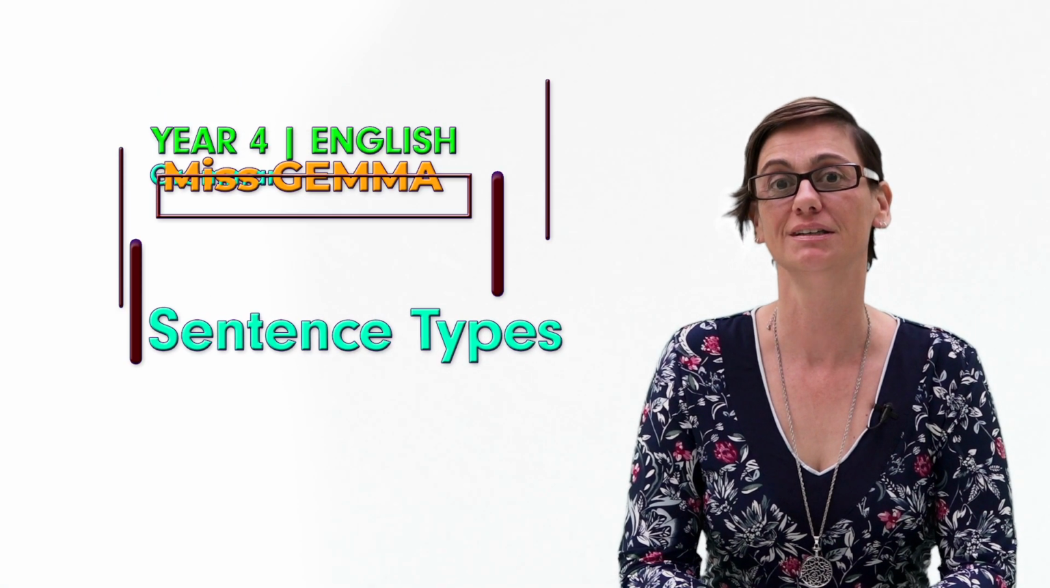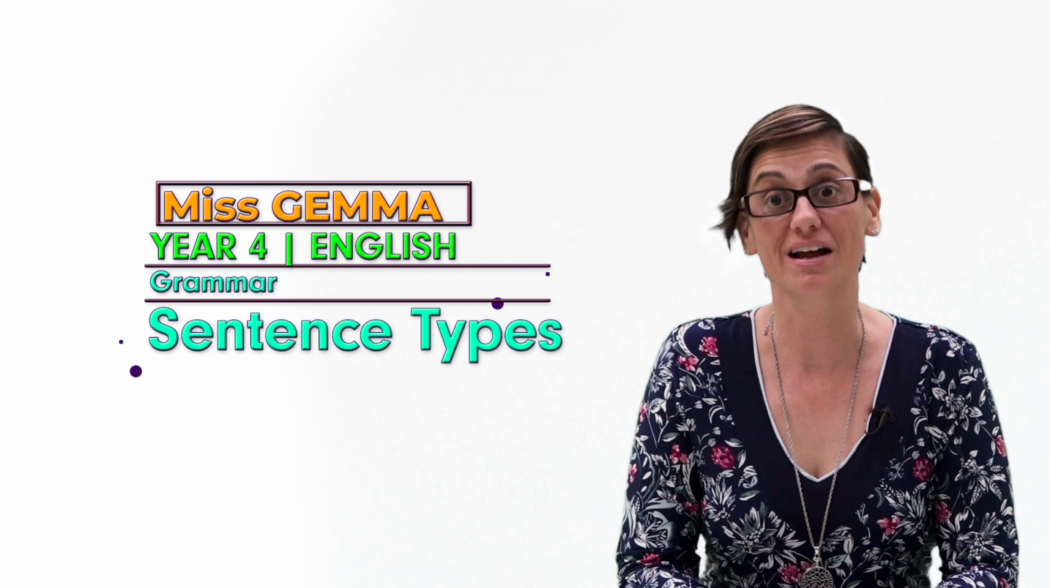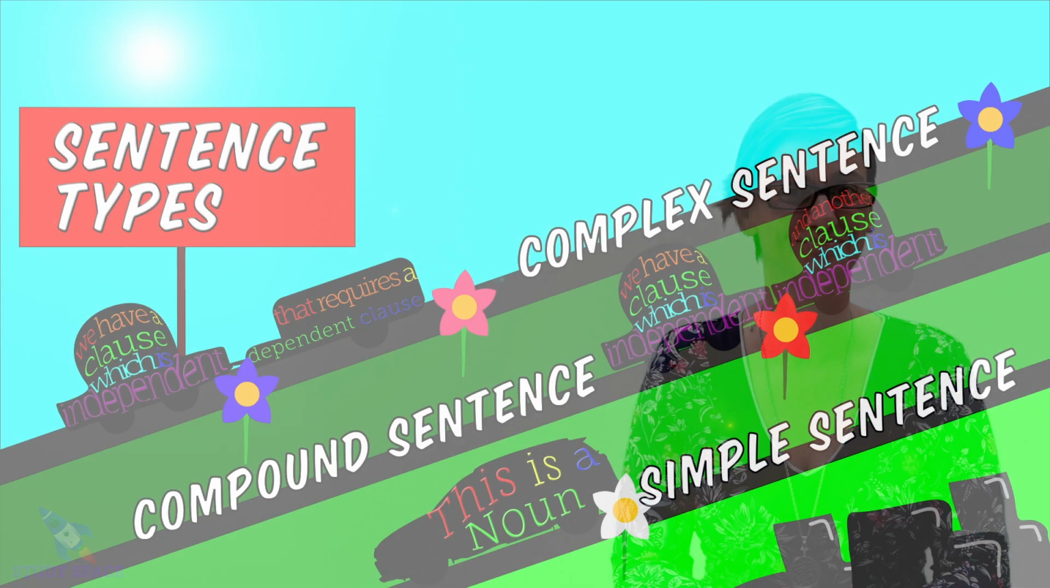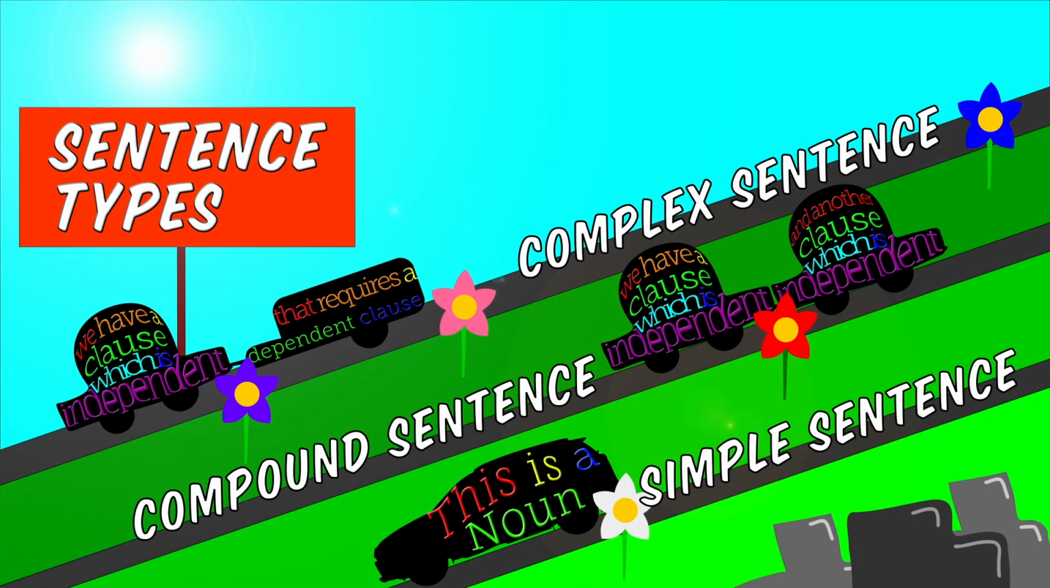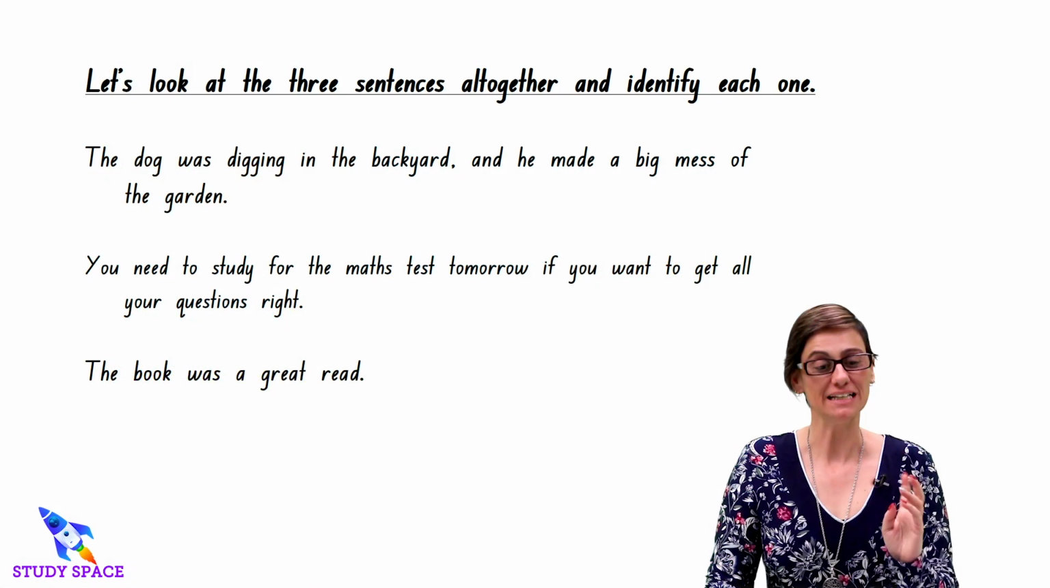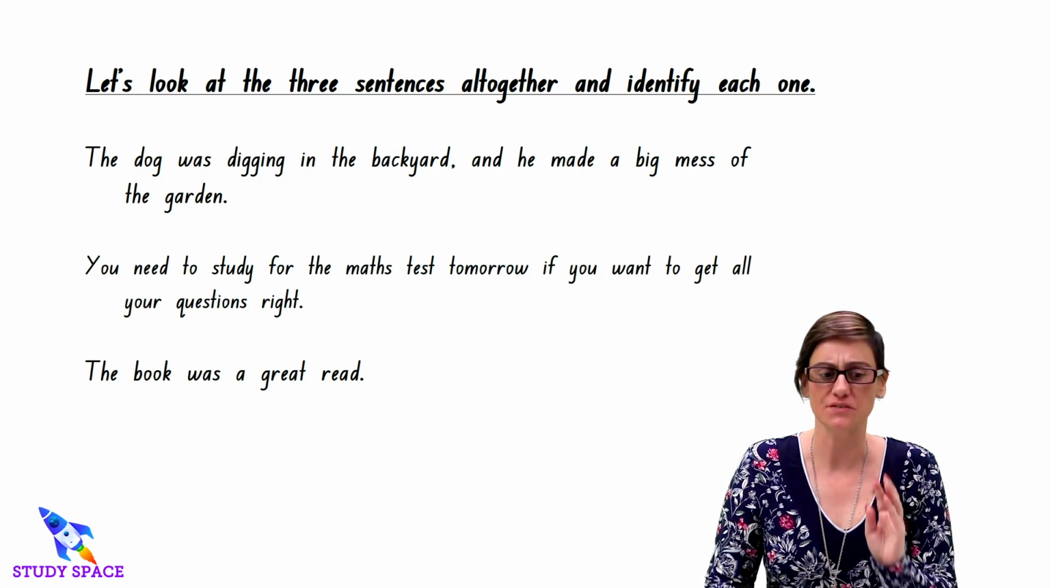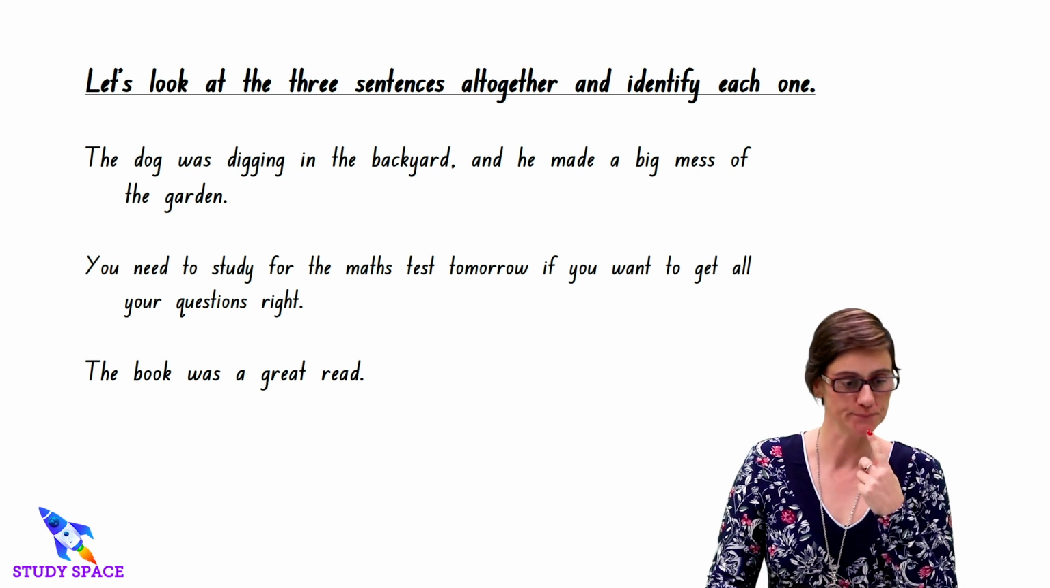How are you? In this lesson, we will use our understanding from the lessons on simple, compound and complex sentences to identify and label the following sentences correctly. Are you ready? Let's go. Now let's have a look at these three examples and see if we can work out which one's which, okay?